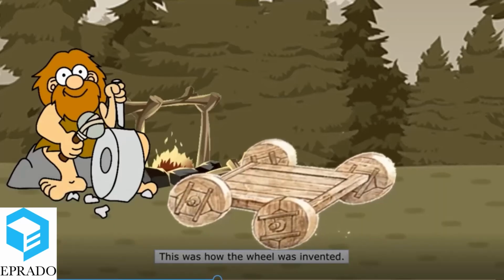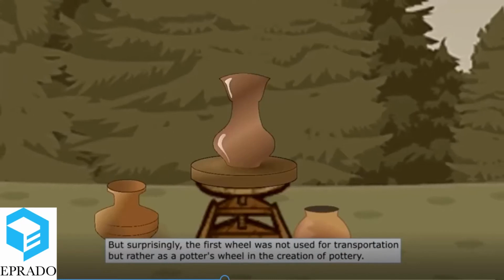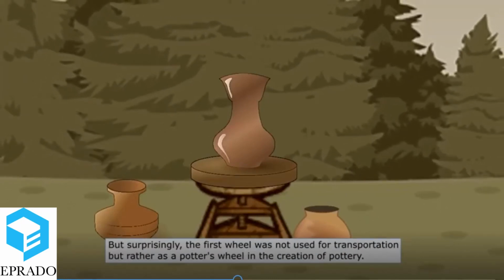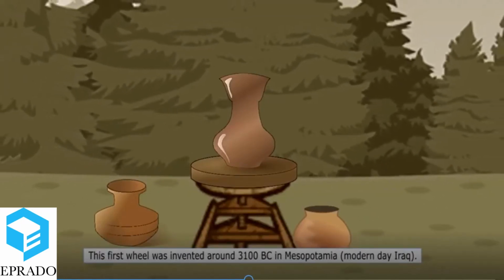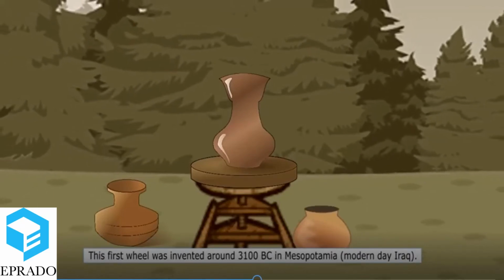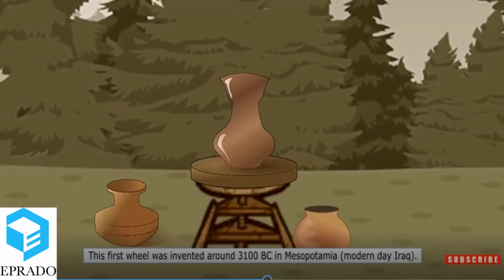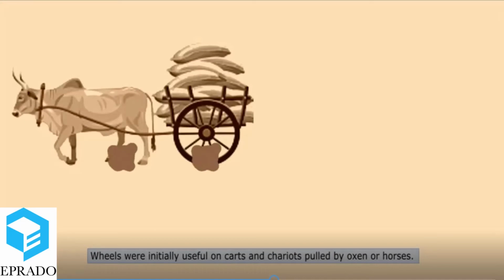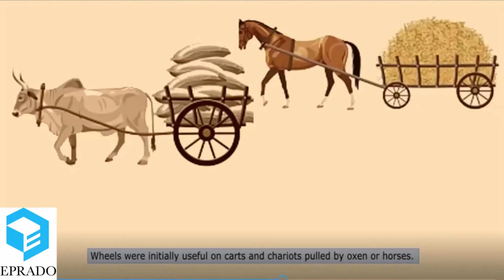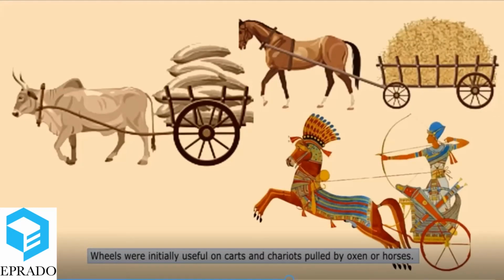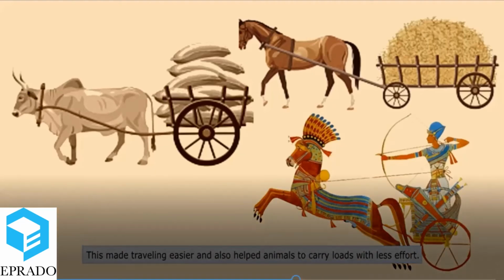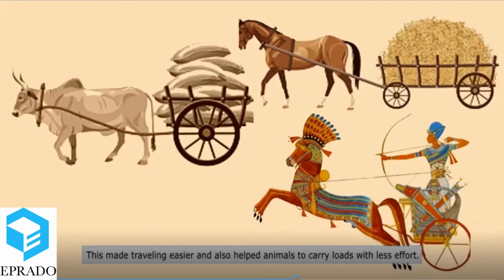This was the first wheel, but it was used for making pots. So they used to rotate the wheel and make pots. After that they used it for pulling vehicles using animals. And now we shall have a look at the modern wheels and the wheels we use in our daily life.